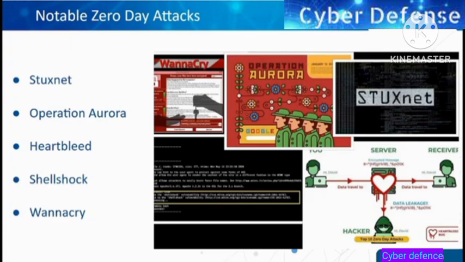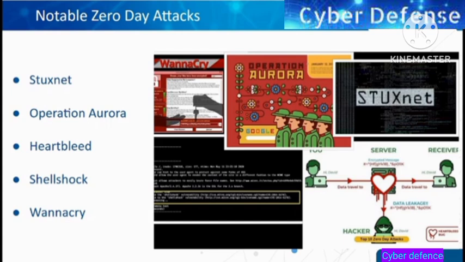So, some of the notable zero-day attacks include Stuxnet, which was first identified in 2010, a highly advanced computerized program that took advantage of several previously unknown software flaws. Its primary objective was to infiltrate and disrupt Iranian nuclear facilities. Next is Operation Aurora, which occurred in the year 2009. This was executed with the aim of targeting numerous prominent corporations, among them Google. The objective was to obtain unauthorized entry into the accounts of those advocating for human rights.